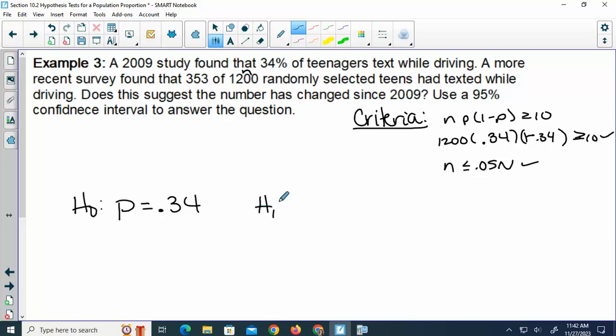The alternative, we have 3 options: less than, greater than, or not equal to. What would it be this time? Not equal to. And that's just because I want to know if it has changed. Okay.